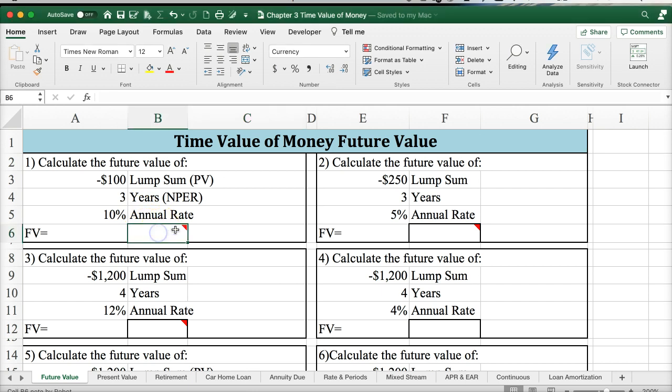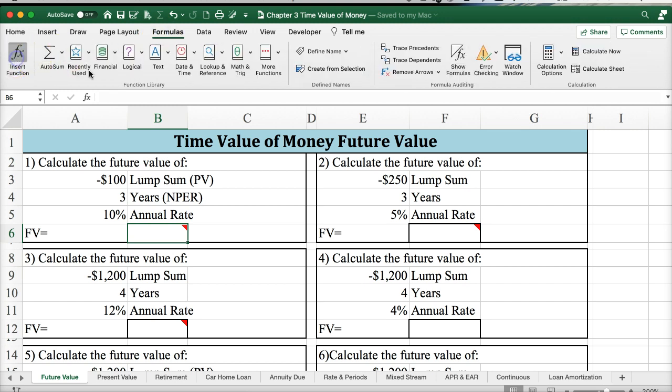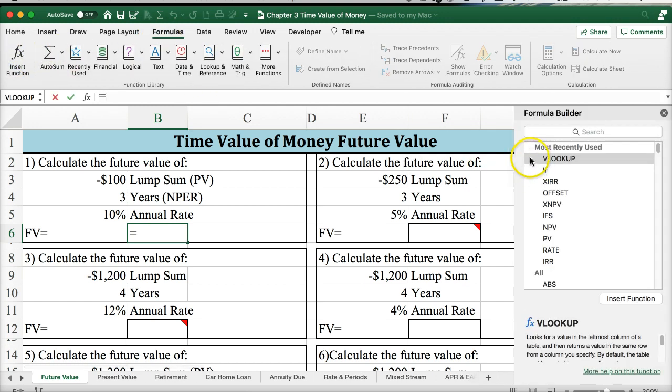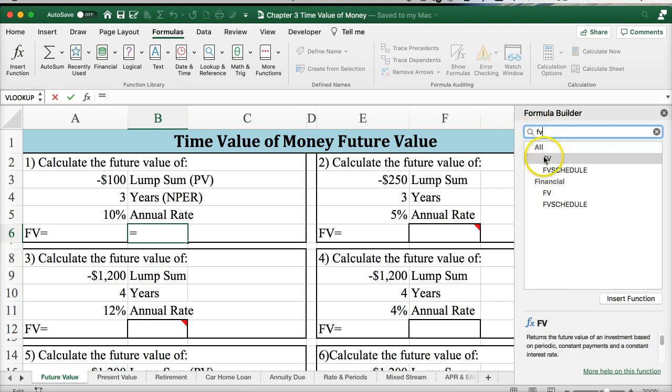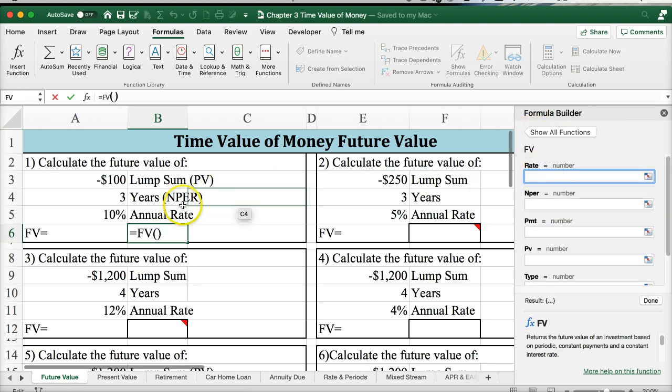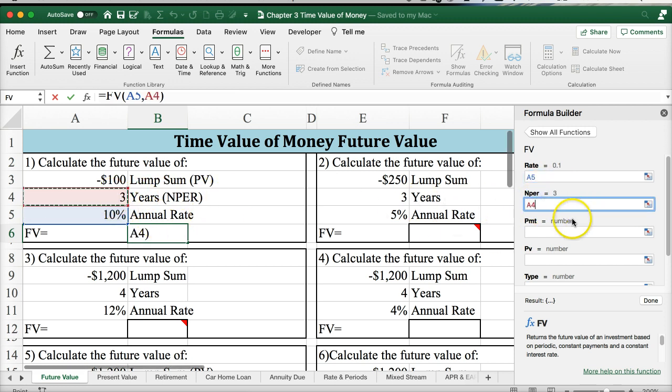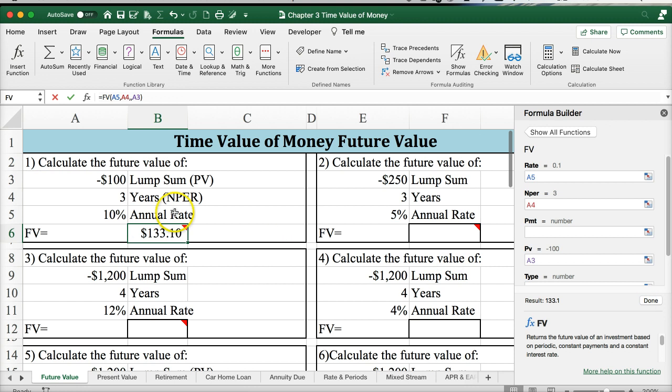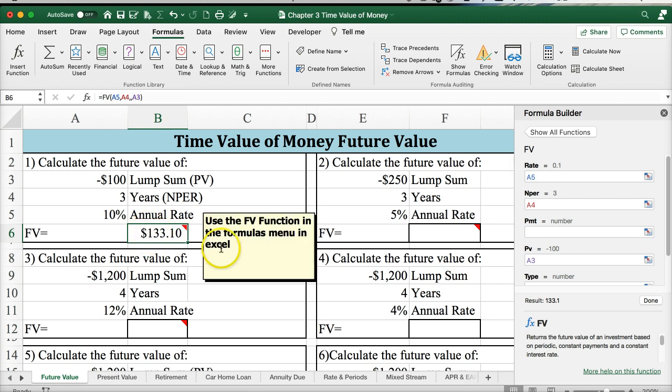So here in the file, I have a little note saying use the FV function. If I go to formulas and insert function, and search for FV, which is future value, and click on that. So now the rate is going to be the annual rate. The nper, the number of periods, is 3 because it's annual, and then the present value is going to be the present value here. So I hit OK, and that's going to give me $133.